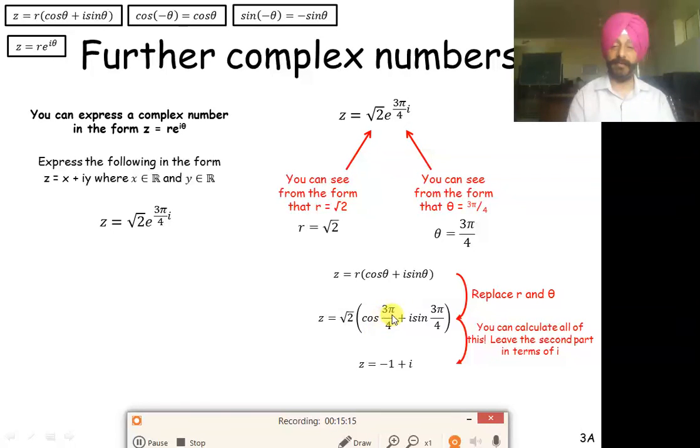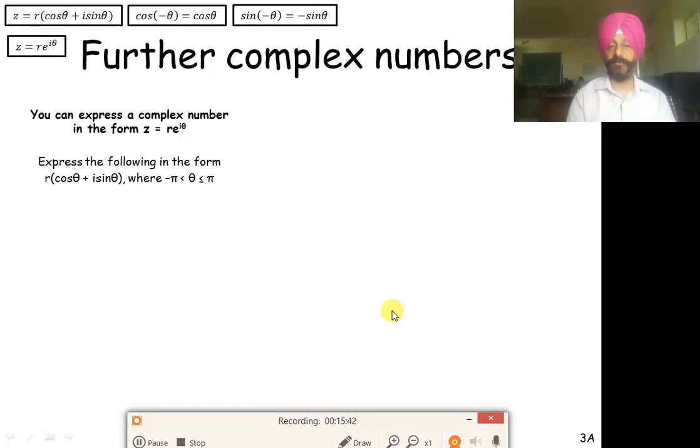So cos of pi minus pi by 4 is minus cos pi by 4, that is equal to minus 1 by root 2, and this is root 2 into 1 by root 2, that is minus 1. Similarly, pi minus pi by 4 is in the second quadrant, and sine is positive. So this is sin pi by 4. Pi by 4 means 1 by root 2, and root 2 cancels. So we got this. So this is how we represent the complex number.